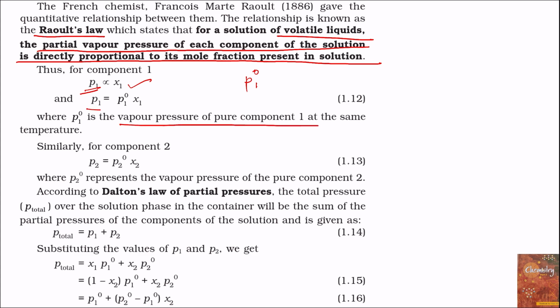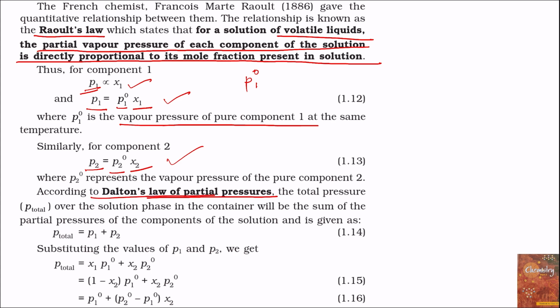So partial pressure of component 1 is equal to vapor pressure of pure component 1 into mole fraction of component 1. Similarly, for component 2, partial pressure of component 2 is equal to vapor pressure of pure component 2 multiplied by mole fraction of component 2. So this quantitative relation between the partial pressure of the component and the mole fraction of the given component is known as Raoult's law. Now next is the Dalton's law of partial pressure.